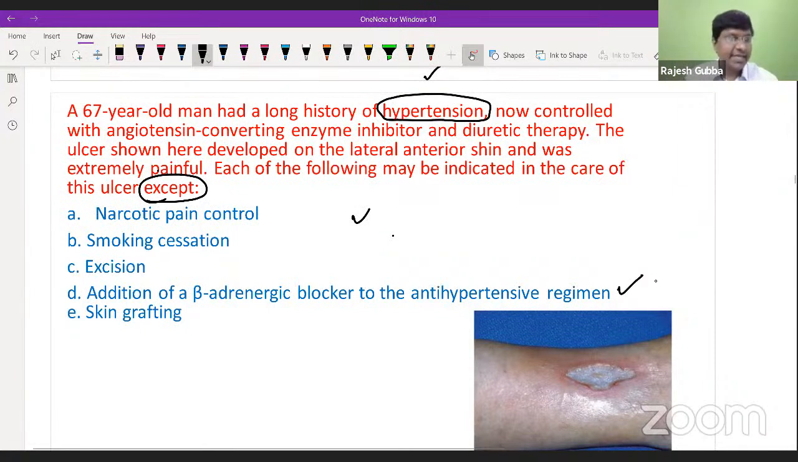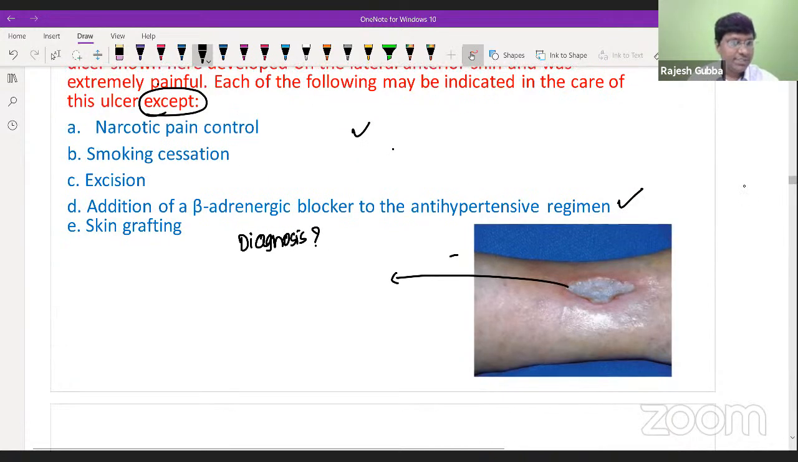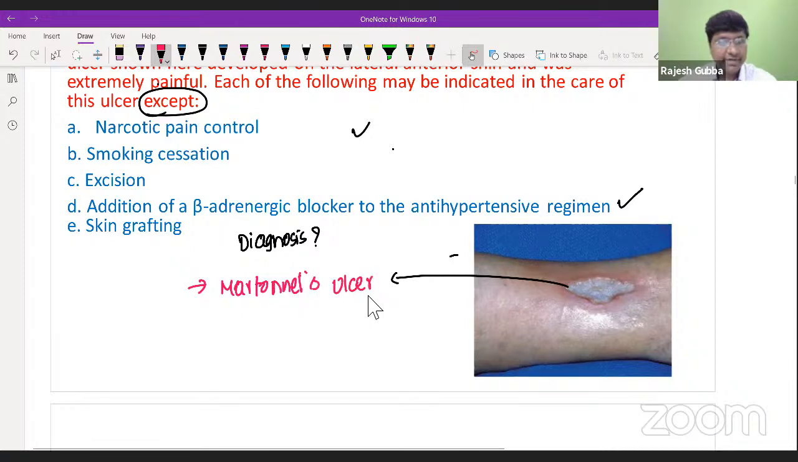Now, what is this ulcer? Can anyone tell me what is the diagnosis of this ulcer? Any one of you, please? What ulcer is this? So this is your, we have a terminology called Martorell's ulcer. Right? I'm sorry, it is Martorell ulcer.